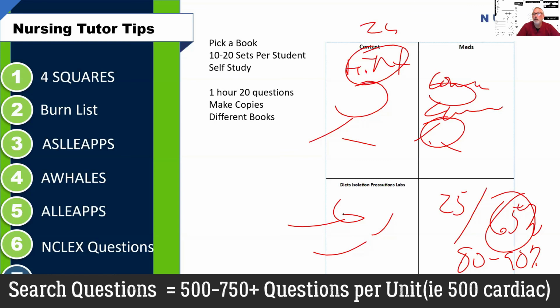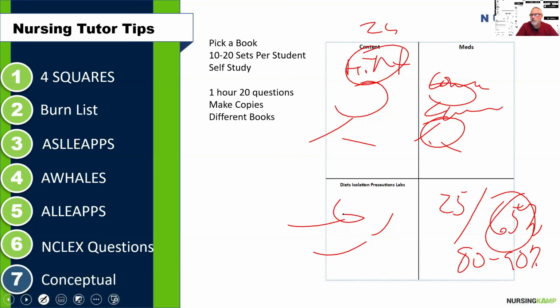Not meaning like 500 questions on hypertension. So if it's a unit, cardiac, you want to do over 500. The more the better, right? Now, where do you get the questions? Well, I mean, there's a lot of resources. There's HESI, there's ATI, there's Kaplan, there's QBanks, there's UWorld, there's all these different ones.